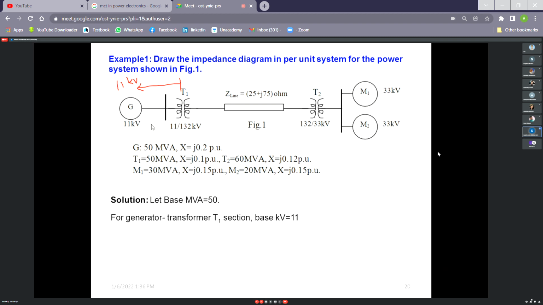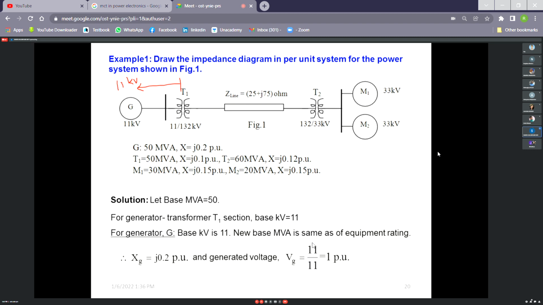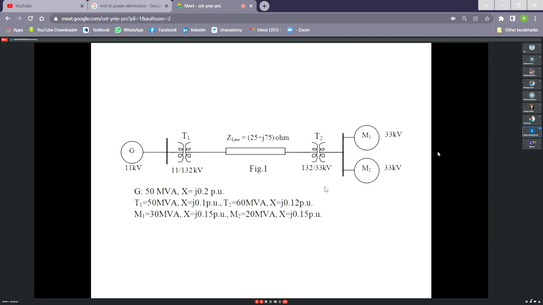Say if instead of 11 kV, it is a 10 kV generator rating, then this 0.2 per unit is calculated based on 10 kV. But now the base voltage for the section is 11 kV. Then you have to change the base for the voltage only, not for MVA. That is also available. So which calculation will you use?